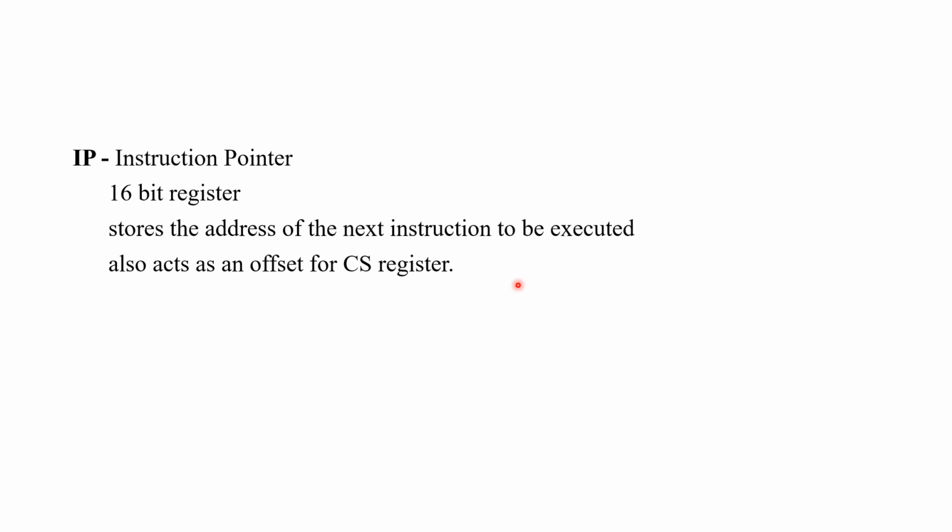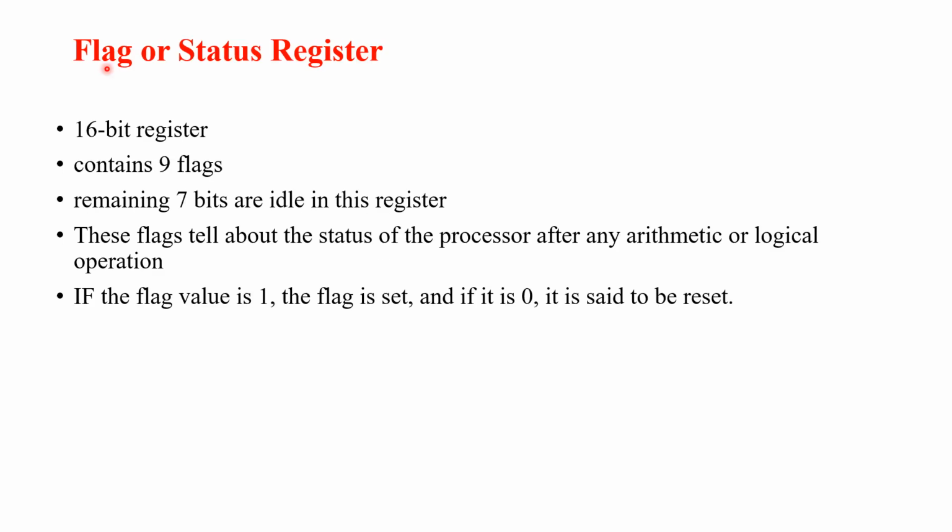It serves as an offset for the code segment register, enabling the processor to calculate the effective address of the next instruction. The actual physical address for instruction fetching is obtained by combining these CS and IP registers.